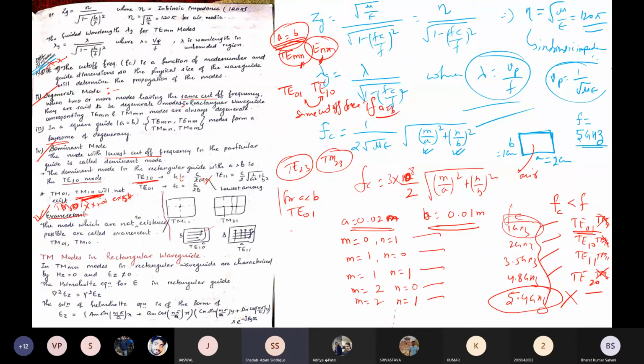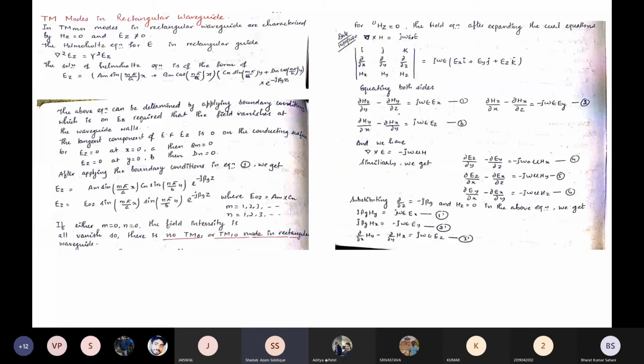Now we will see the TM mode in rectangular waveguide. This is quite similar, so the explanation we studied for the TE mode is similar in the TM mode also. But keep in mind the precaution at the start of the derivations: for TM mode we have to take Hz equal to 0 and Ez not equal to 0. So we have the TM mode in rectangular waveguide.